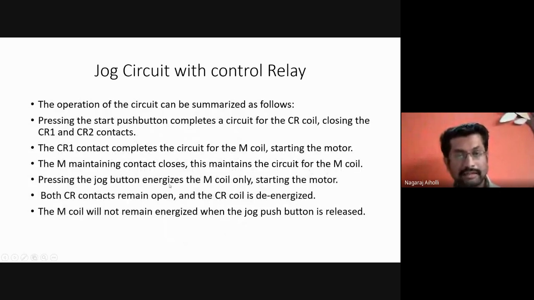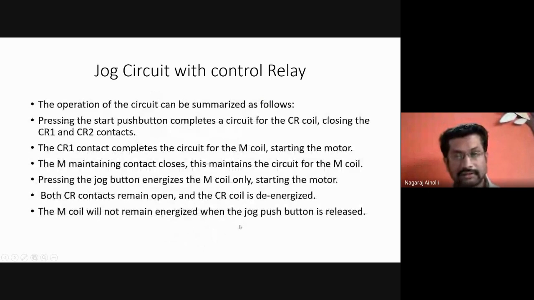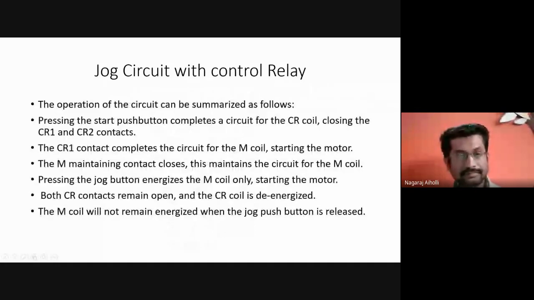Pressing the jog button energizes the M coil. So when you press the jog button, it energizes the motor starter coil, and because of this the motor will be in the starting condition. Both CR contacts remain open and the CR coil is de-energized, because the start button is released. There is no current flowing through the start button, CR1 and CR2. The M coil will not remain energized when the jog push button is released.